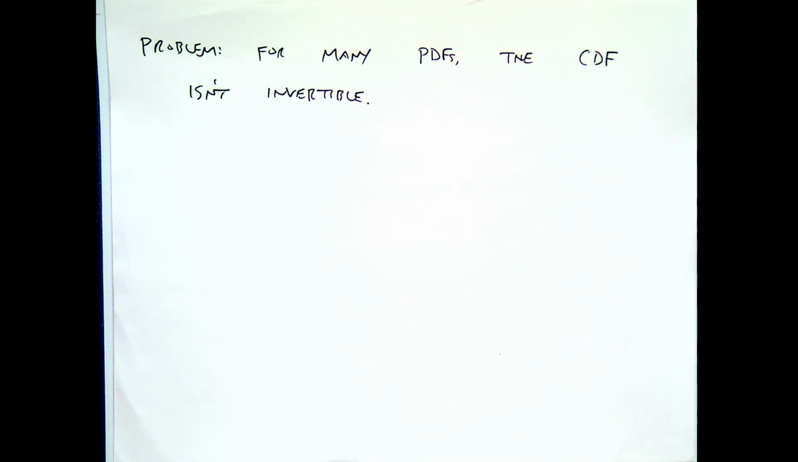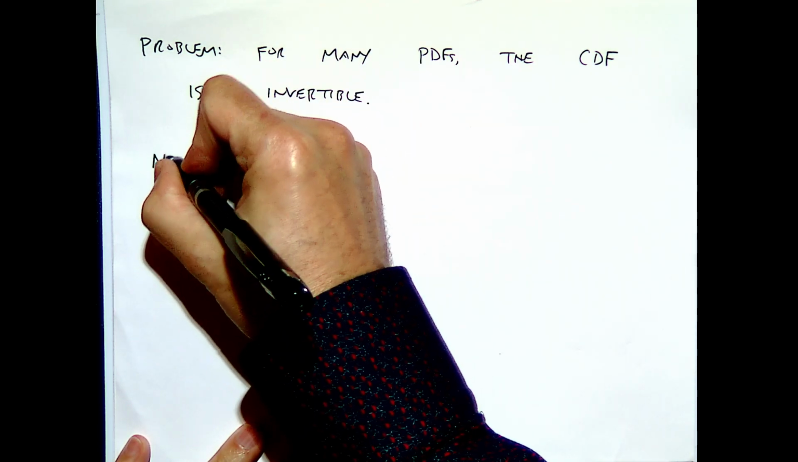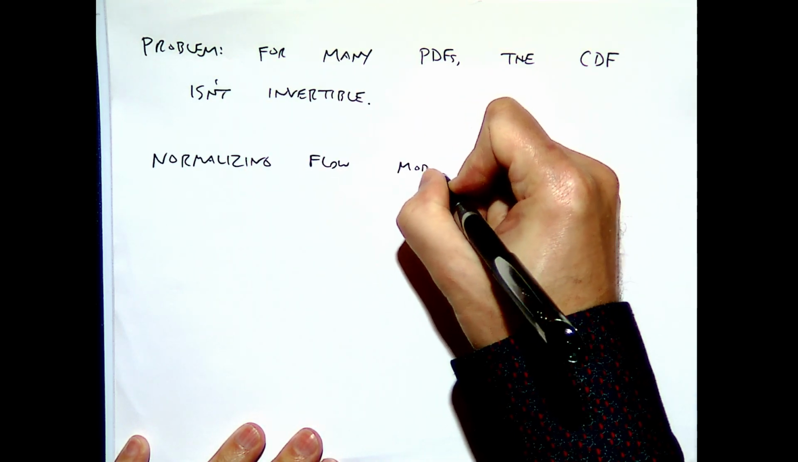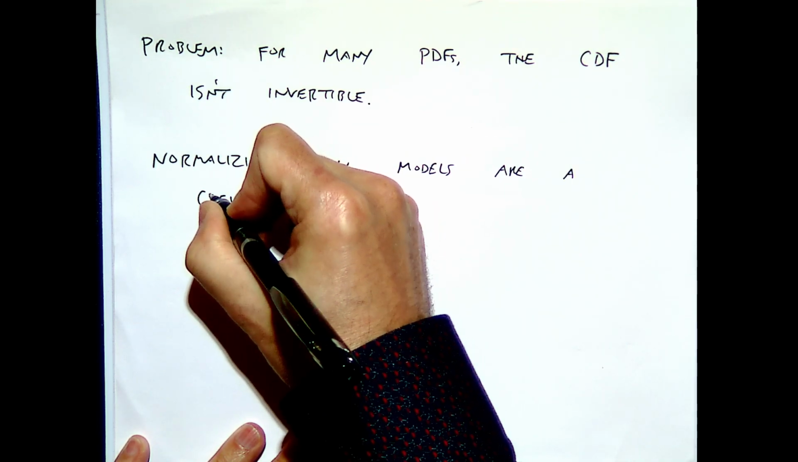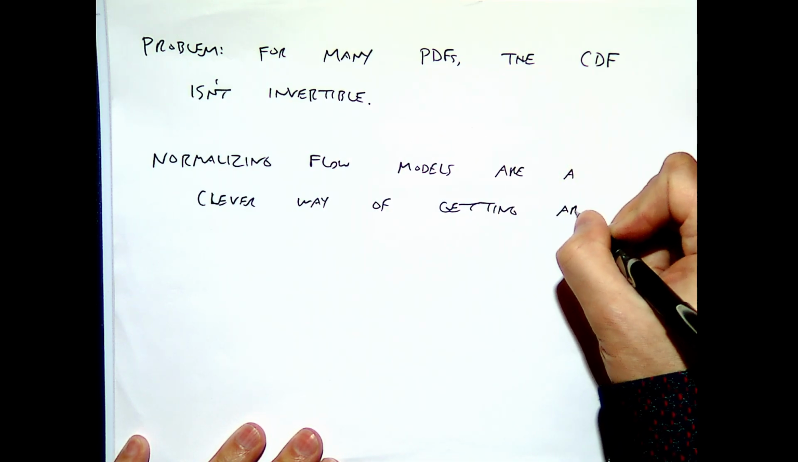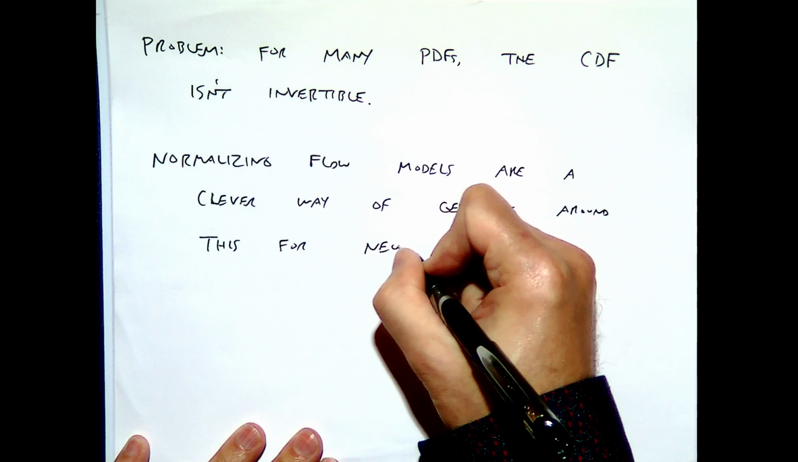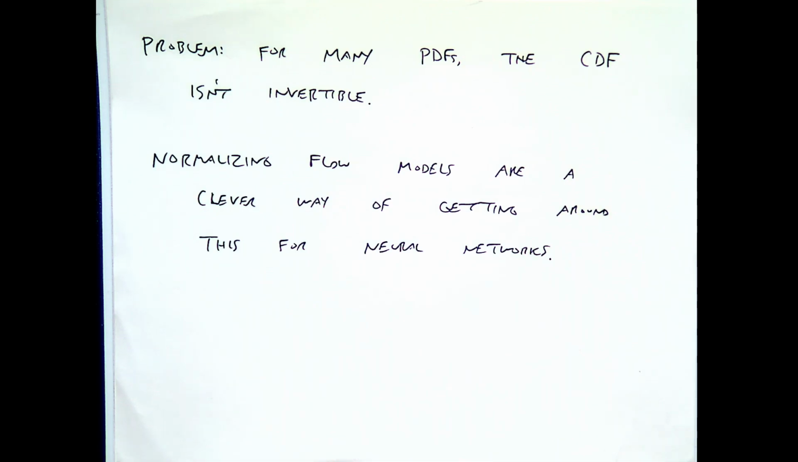And so let's set up our notation, right? So the idea is, let me say here, normalizing flow models are a kind of clever way of getting around this for neural networks. Okay. Man, my writing is getting worse. I have to do better.